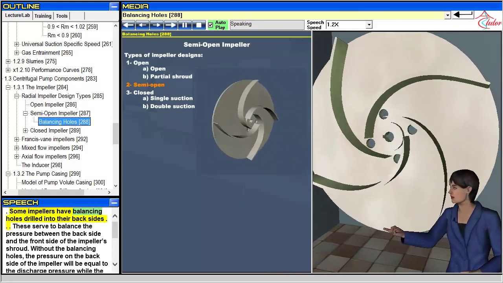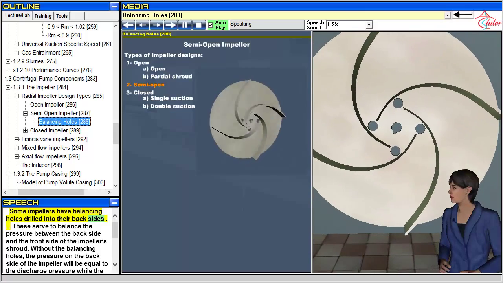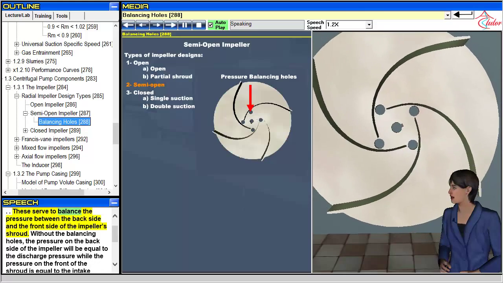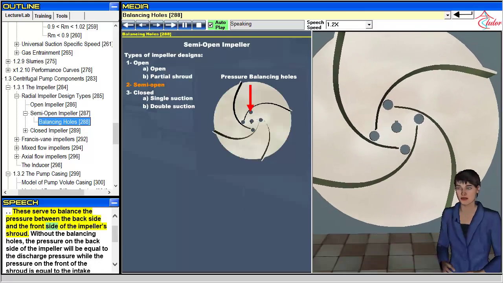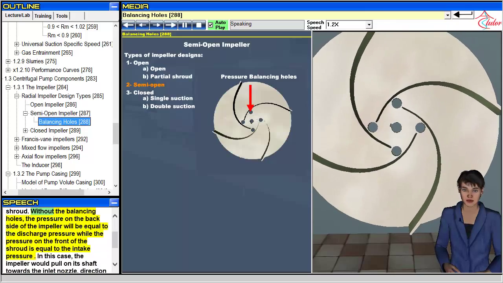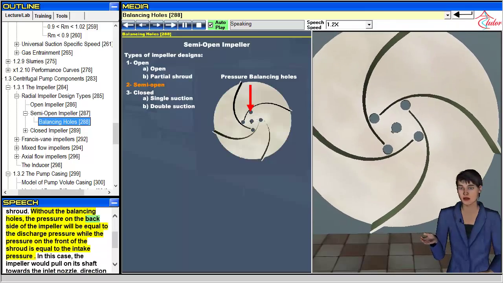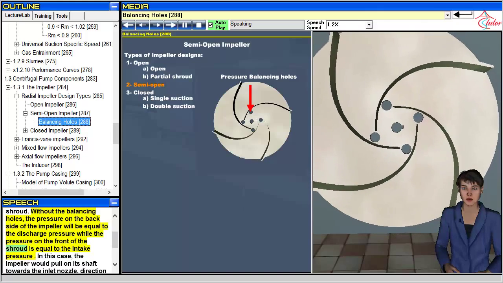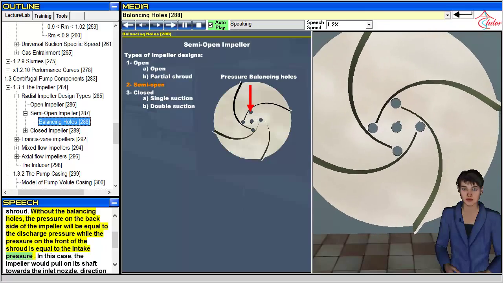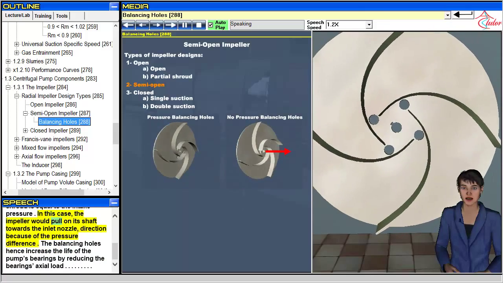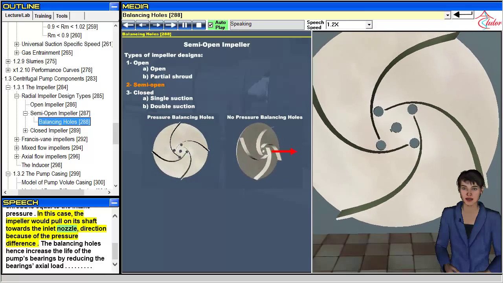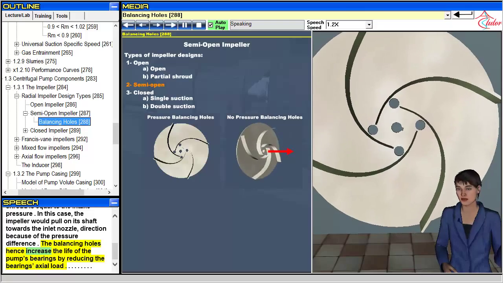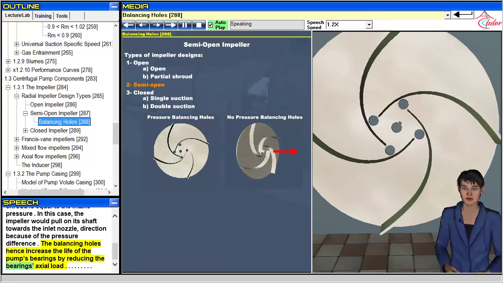Some impellers have balancing holes drilled into their backsides. These serve to balance the pressure between the backside and the front side of the impeller's shroud. Without the balancing holes, the pressure on the backside of the impeller will be equal to the discharge pressure, while the pressure on the front of the shroud is equal to the intake pressure. In this case, the impeller would pull on its shaft towards the inlet nozzle direction because of the pressure difference. The balancing holes hence increase the life of the pump's bearings by reducing the bearing's axial load.